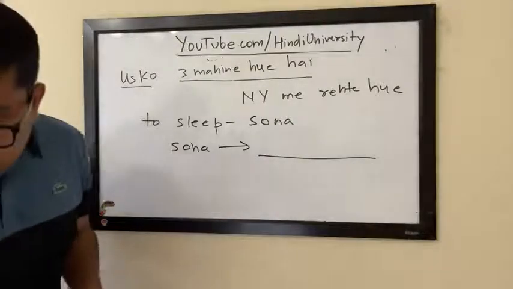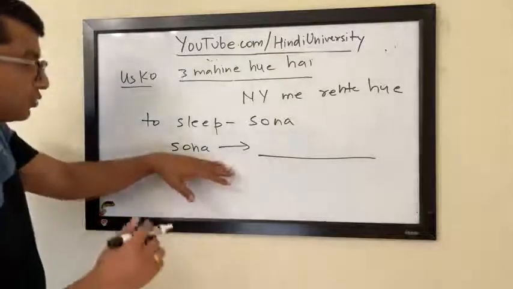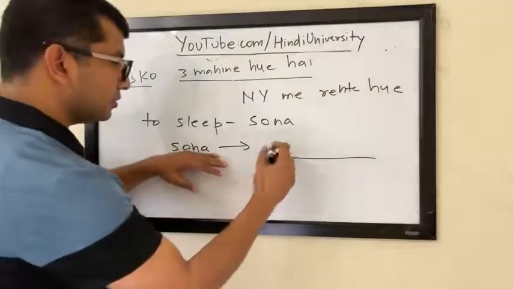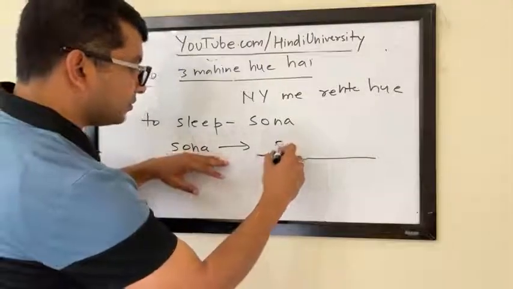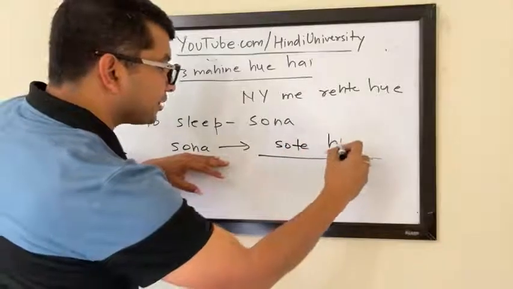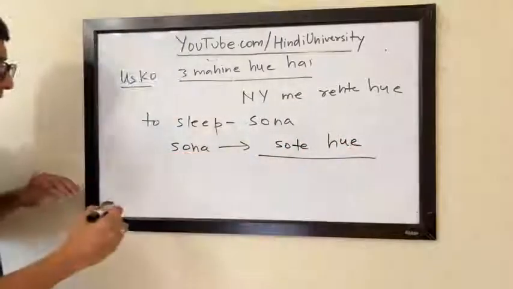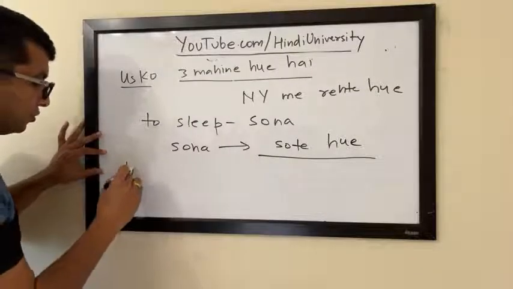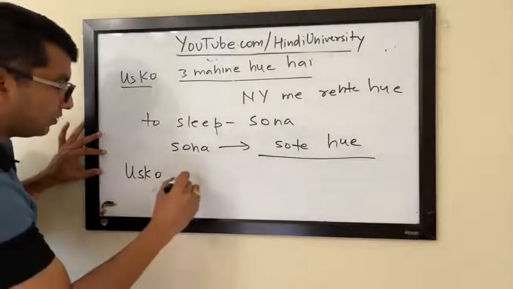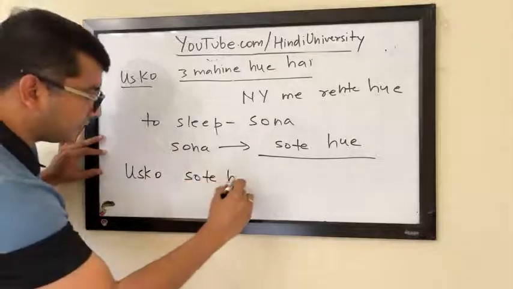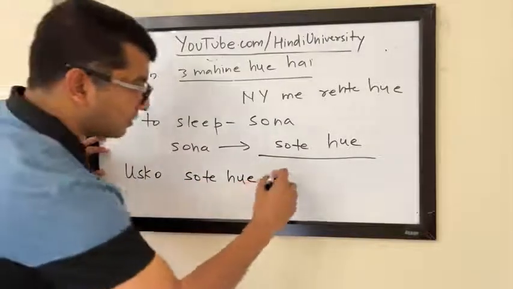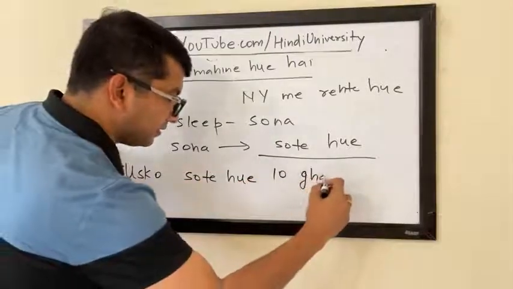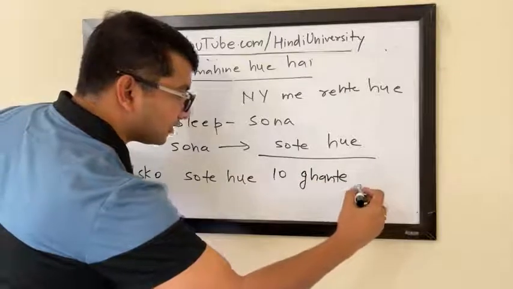Let me ask everyone here. Meera ji, what will sona change into? Sote hue. Very good, right? Sote hue. Sote. Right. So now let's say how will you say it? Usko. उसको सोते हुए 10 घंटे हुए हैं. That's right. उसको सोते हुए 10 घंटे.